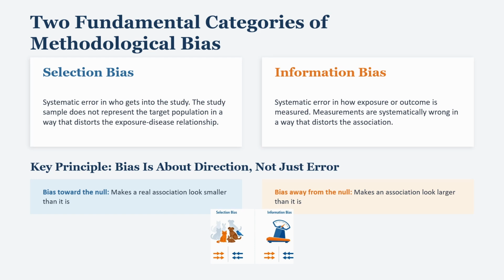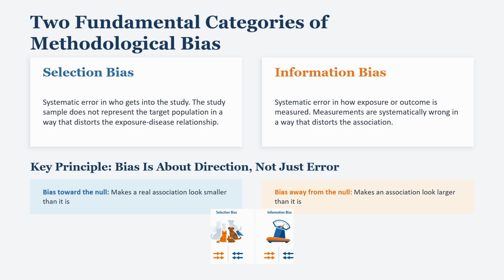If the measurement of exposure status, disease status, or both is systematically wrong, not random noise, but consistently wrong in a particular direction, you have information bias. The measurements themselves are distorted, and any association derived from them will be distorted too.